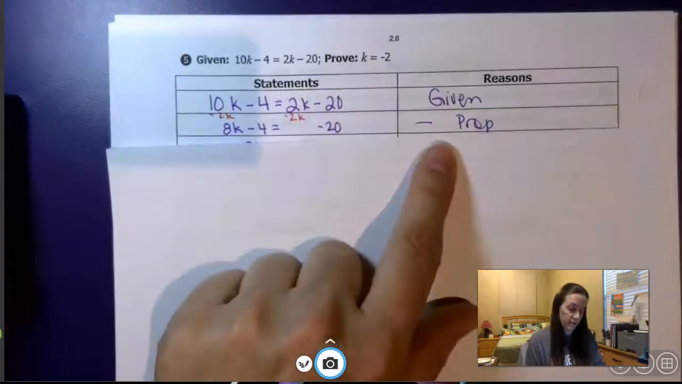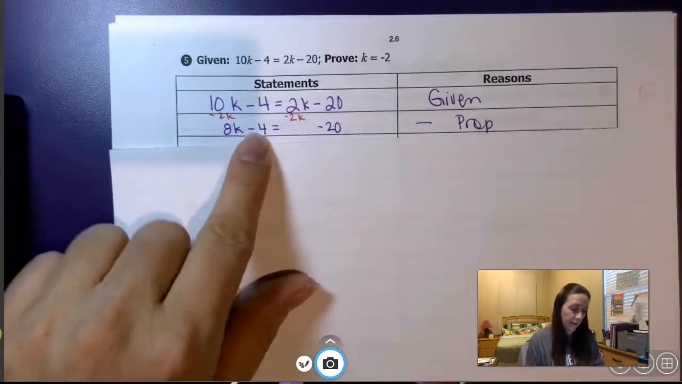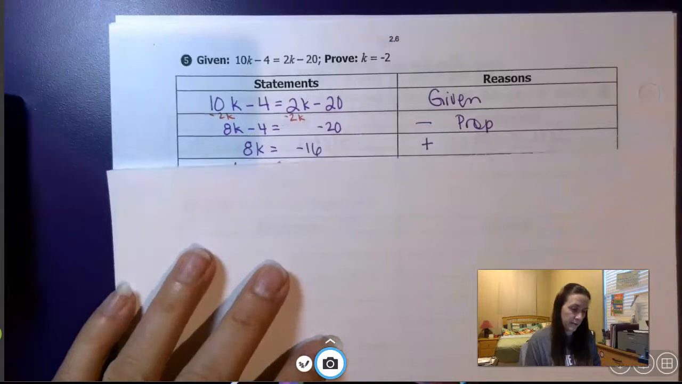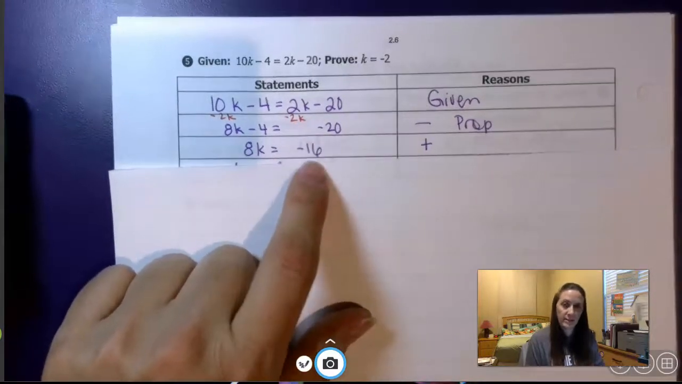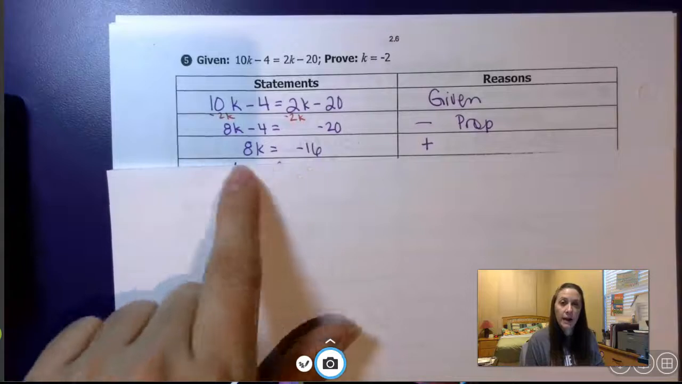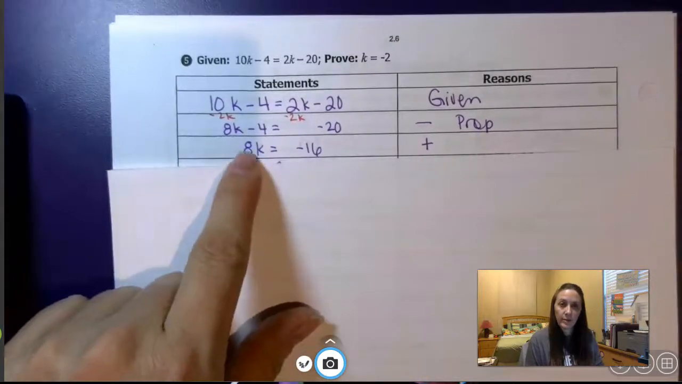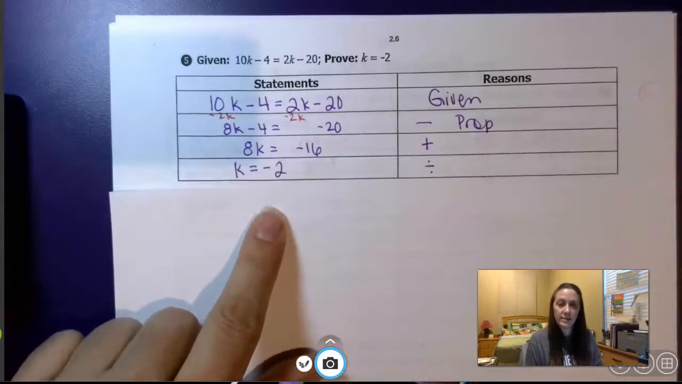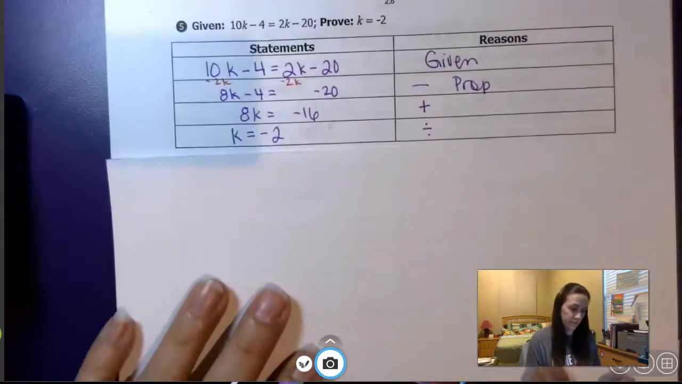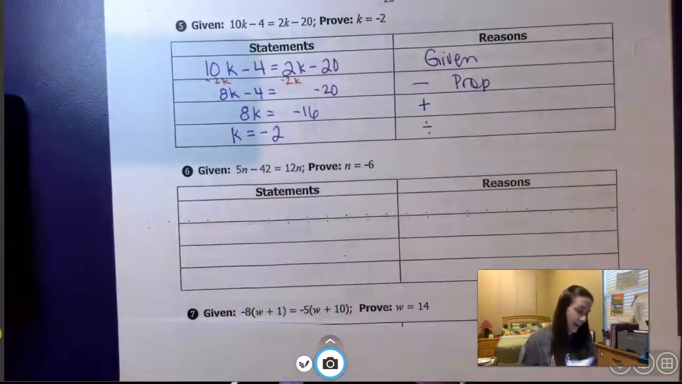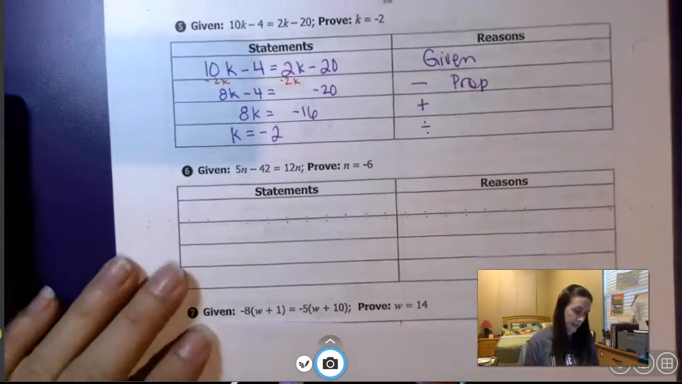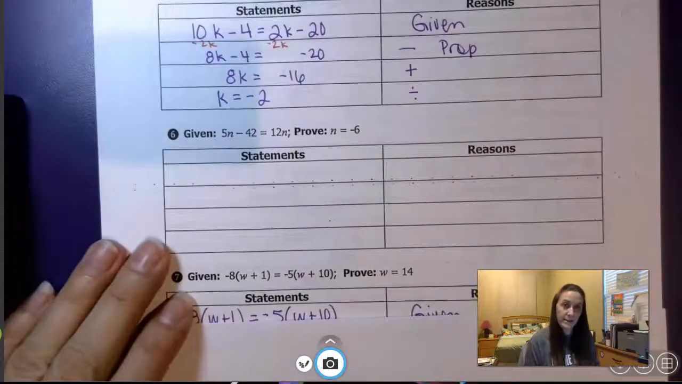And that was subtraction. Then I'm going to get rid of that 4. I add the 4 to both sides. So when I add the 4, -20 plus 4 will give me a -16 still. Now my next step, what do I do to get from here to the next place? And that's division. Okay, good job, you guys. All right, 6, I skipped. I'm going to do 7 and 8.